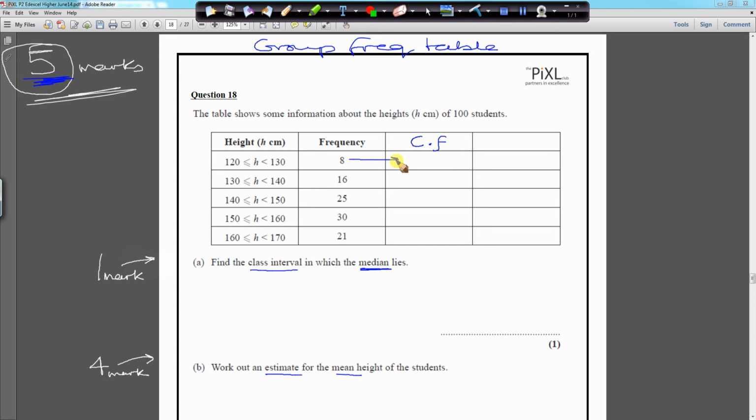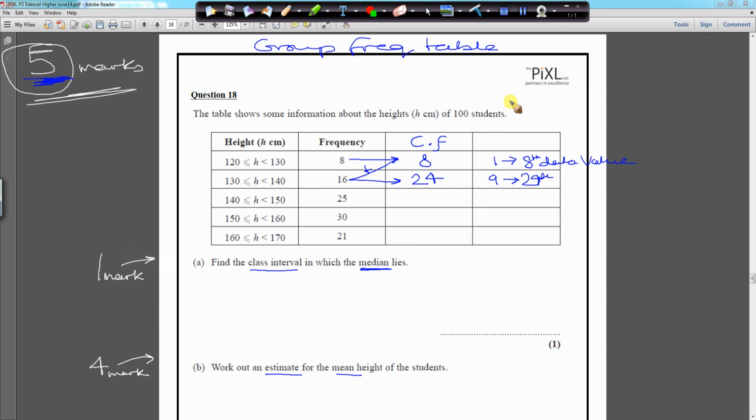So we start with 8. The total so far is 8 data values altogether. That includes the first data value up to the 8th data value. Then we have to add the next frequency. So we have 8, we add the 16, that will give us 24. So now we're up to 24 data values, and this next part contains from the 9th data value up to the 24th data value.